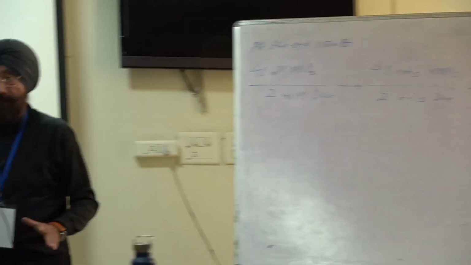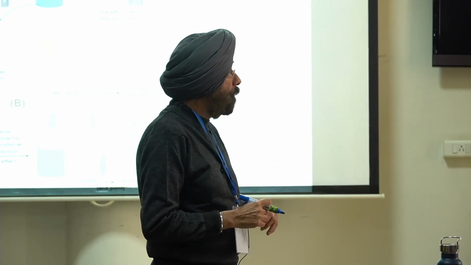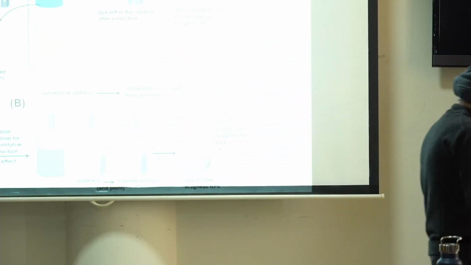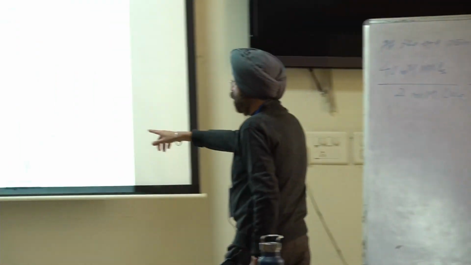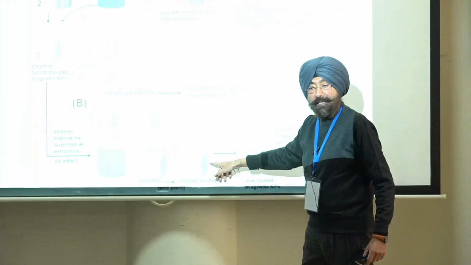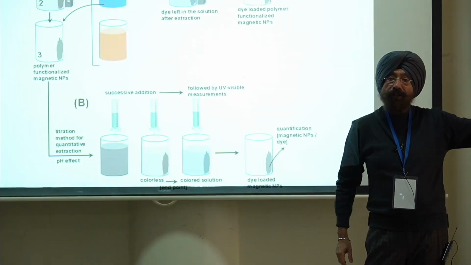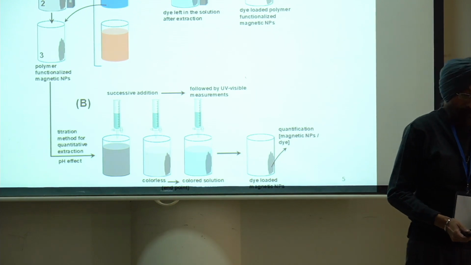any kind of industrial application. The person who is running the industry may not be a chemist. He only needs to know how many grams of magnetic nanoparticle I have to add to a dye solution and how many grams of the dye molecules are going to be extracted. So that is why this ratio is required. And you can see that with the help of this simple titration procedure, you can get this very important ratio.